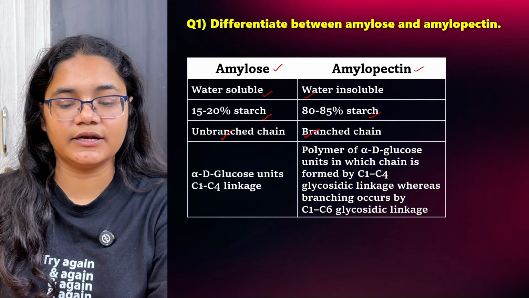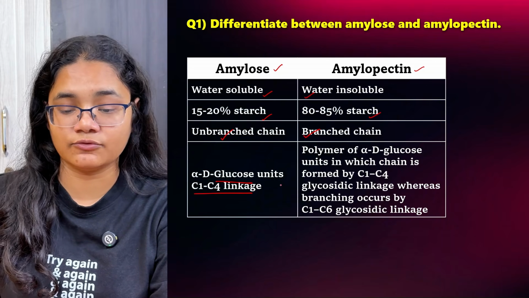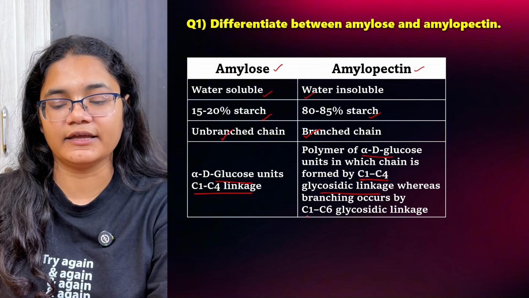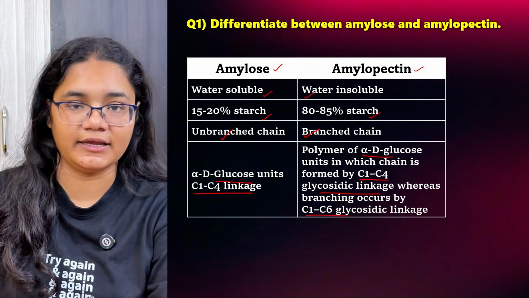Unbranched, this is branched. It is made up of alpha D glucose units with C1-C4 linkage, and alpha D glucose units in which C1-C4 glycosidic linkage and C1-C6 branching linkage are there.